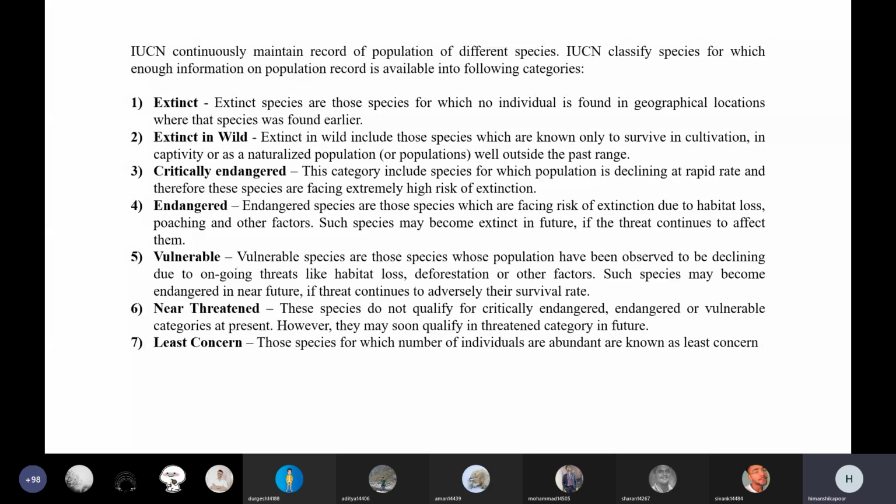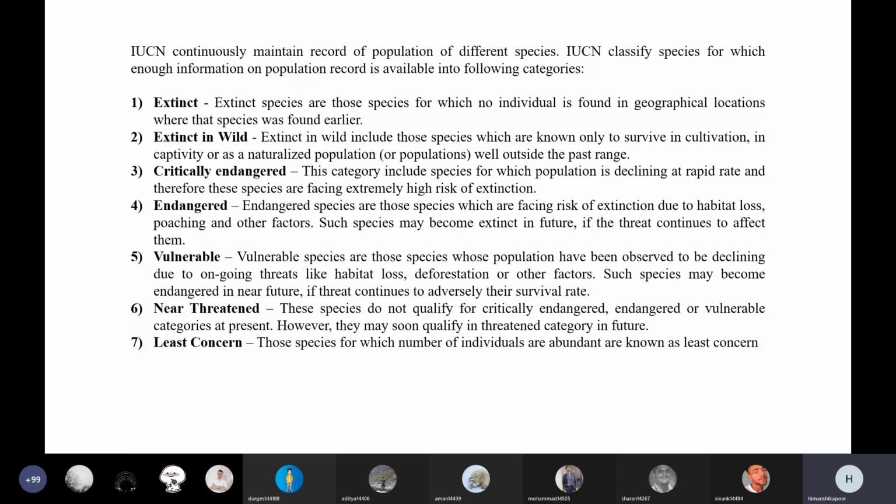Now we have another category. This is near threatened. These species do not qualify as critically endangered, endangered or vulnerable, but they are still under scrutiny. They may come into the category of threatened, so that is why these are kept in near threatened. And we have another category, which is least concern. This is in abundance, and we do not need to worry about it much.